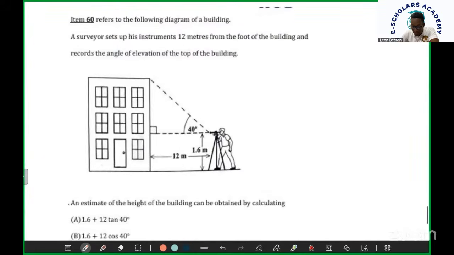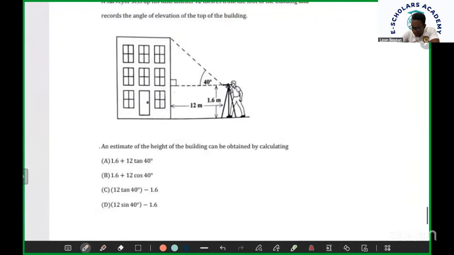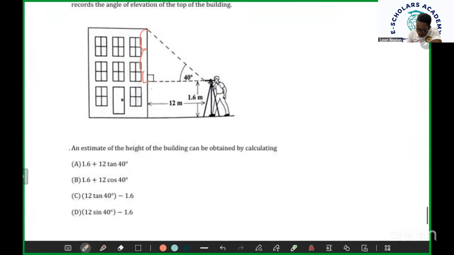Beautiful mark. Anyway, a surveyor sets up his instrument 12 meters from the foot of the building and records the angle of elevation of the top of the building. So we got a surveyor here observing the angle of elevation, and his line is straight in front of him. An estimate of the height of the building can be obtained by calculating... So we can find this piece here, and then whatever answer we get, we add it to 1.6. So the only two viable options would be A and B, because in these others, they minus. Let's work it out though.